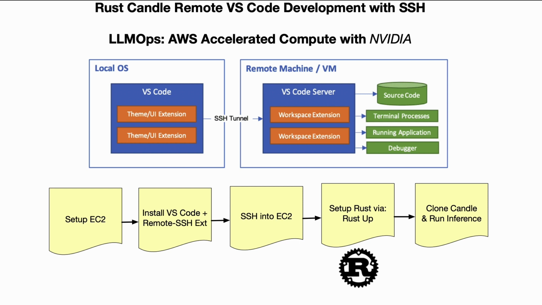Next up, SSH into EC2. Then install Rust via the rustup command, just a one-liner. Then do a git clone for the candle repo, and you're ready to run inference. Really, it's that easy. And you can do all of this actually via VS Code locally. So let's go ahead and do a demo.